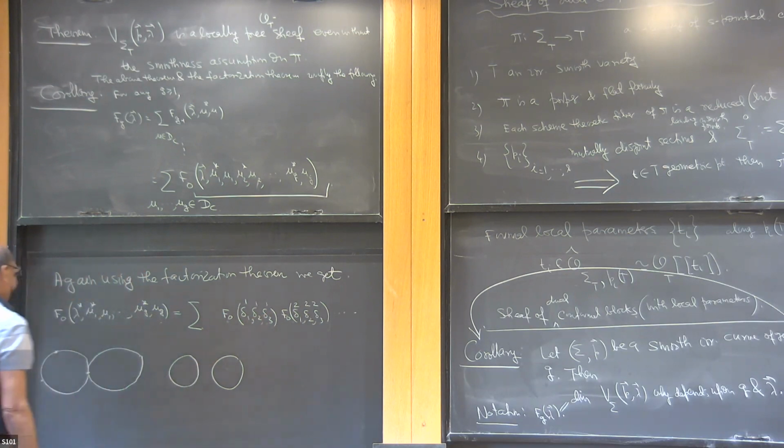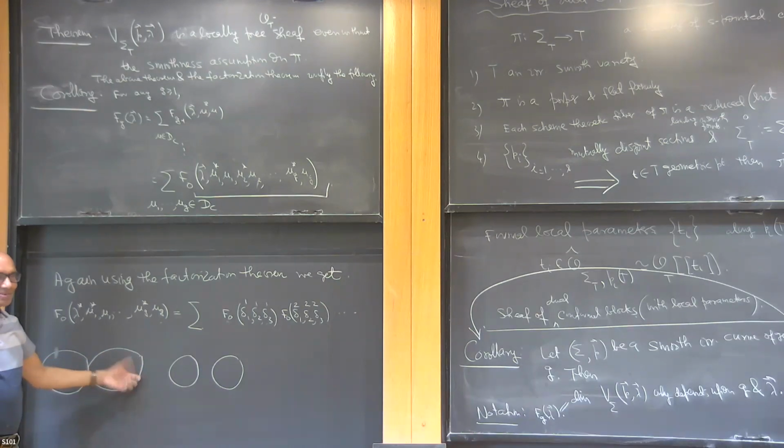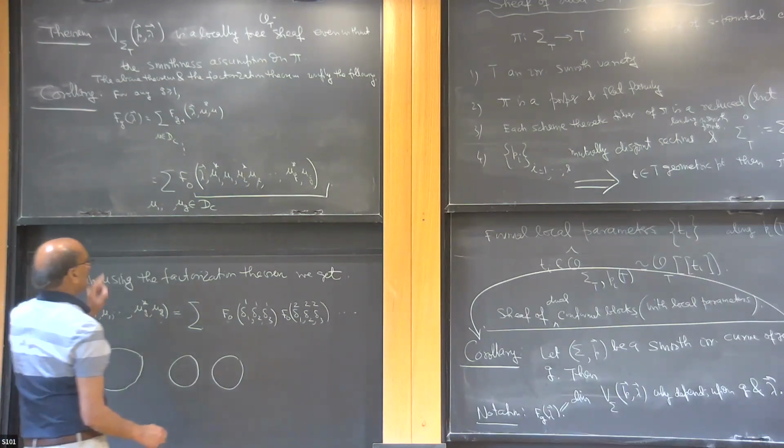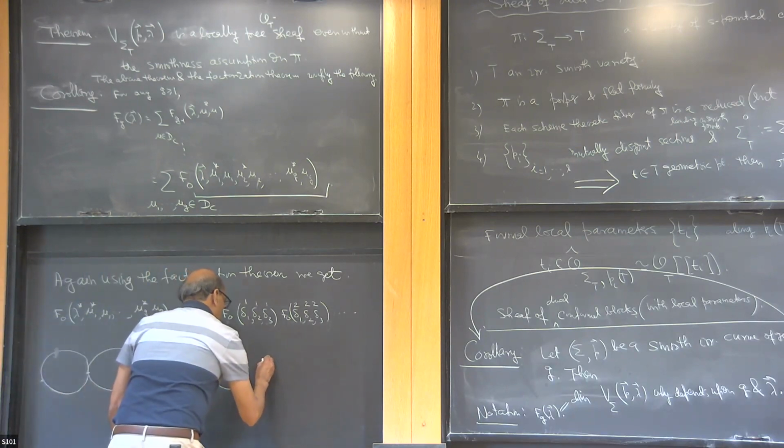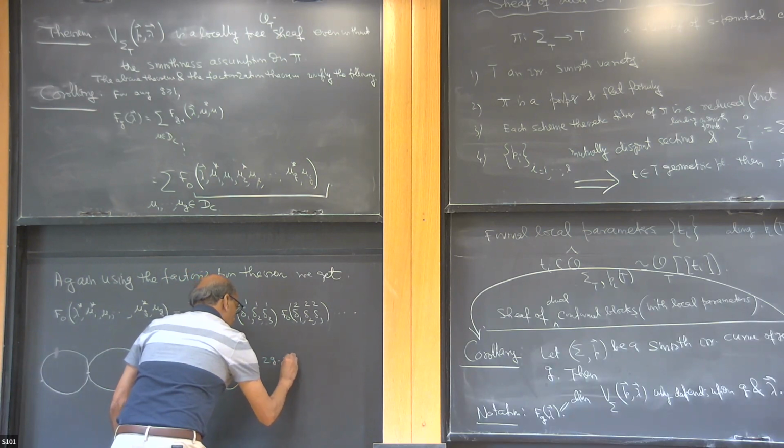Now you might wonder, and rightly so, what if I only took 1 point here and the rest on the other? So I will end up with only 2 points. But you see, there is a condition here, because the condition is 2g minus 2 plus s.